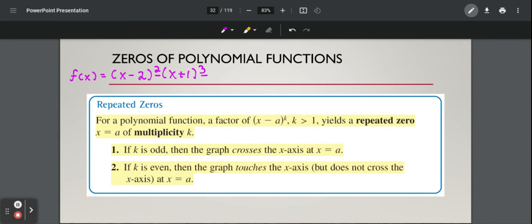So if k is odd, in this case, like 3 is odd, then that would mean that the graph would cross at x equals -1. But when the degree of that factor is even, then we would know that it would just touch at x equals 2.